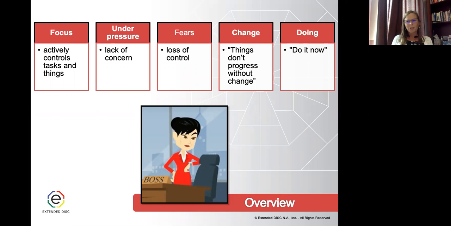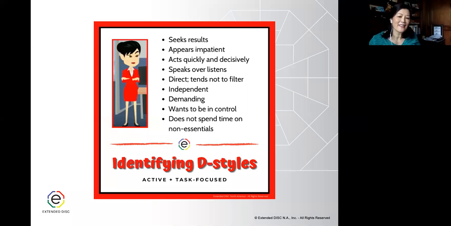And they are active. So they are actively wanting to change, do things, right? It's get it done now while we're talking. I'm going to get that signed and off and move on to the next thing, because they are a fast-paced style. So how do we identify D styles? We already established that they're active, they're task focused. These individuals tend to seek results. Not only do they want the results, they want them today, now. So they can appear impatient because they work at a very brisk pace. They act quickly and decisively.